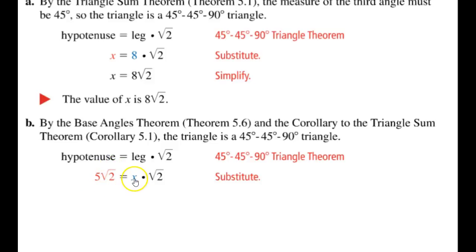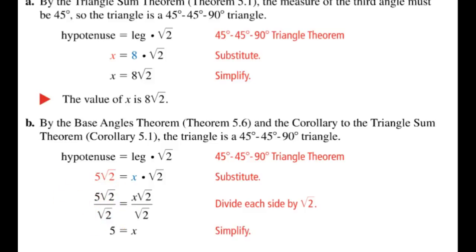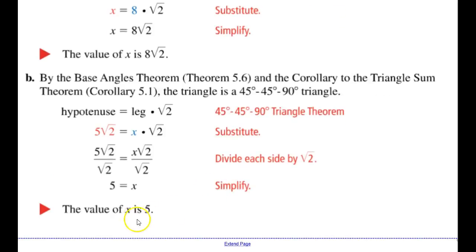I'm trying to find the length of one of the legs, so I substitute what I know. So now I divide both sides by the square root of 2, and I see over here I have square root of 2 divided by square root of 2, which gives me 1, so that simplifies. So I know that the length of the leg here is 5.